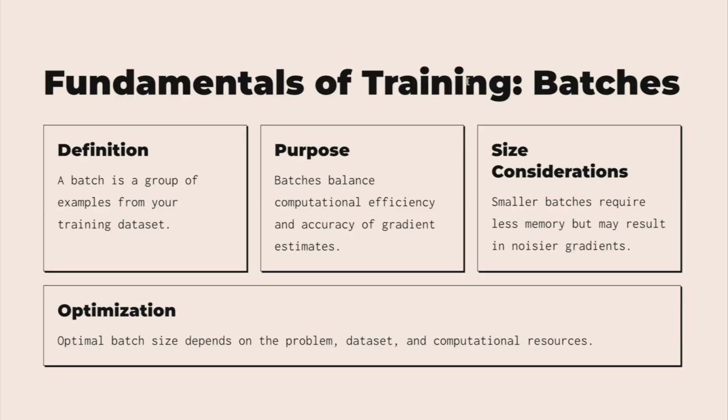So batches balance computational efficiency and accuracy of the gradient estimate. The gradient is the true direction of minimal value of the loss function. Again, when we're working with neural networks, we have this idea of a loss function where you want to find, it's a super high dimensional equation, but you can visualize it as like a 3D topographical map.